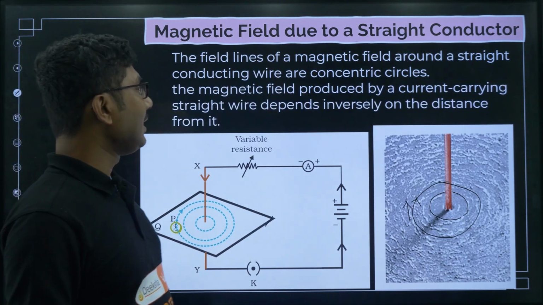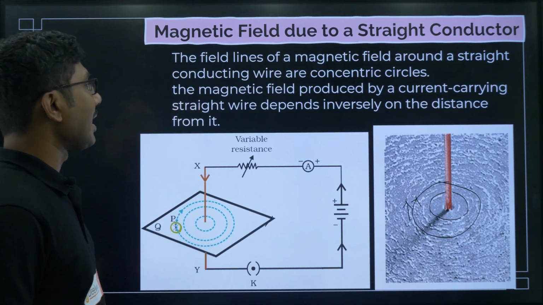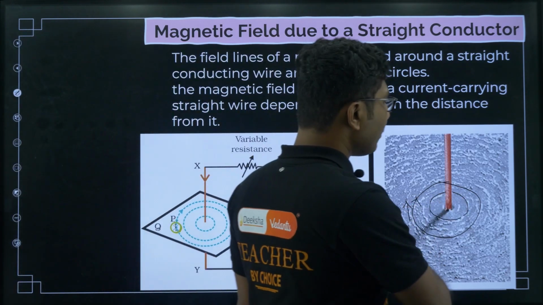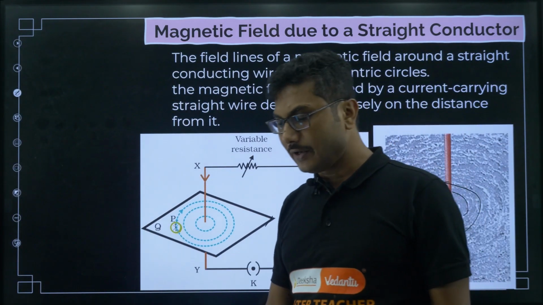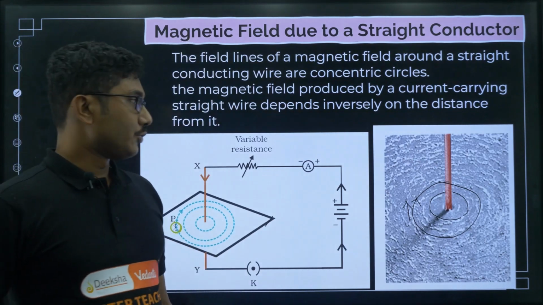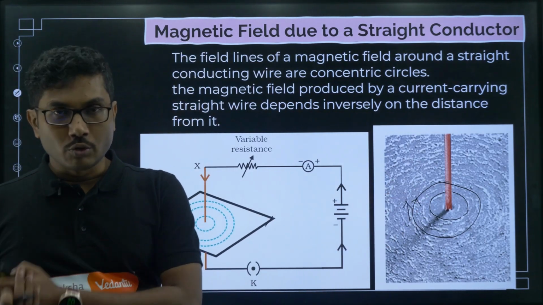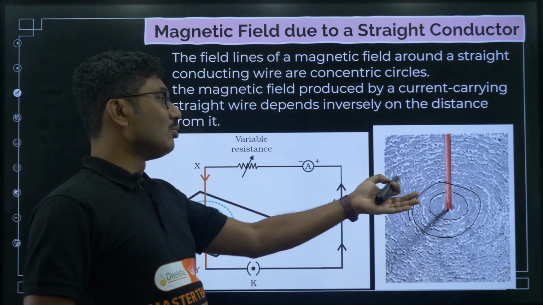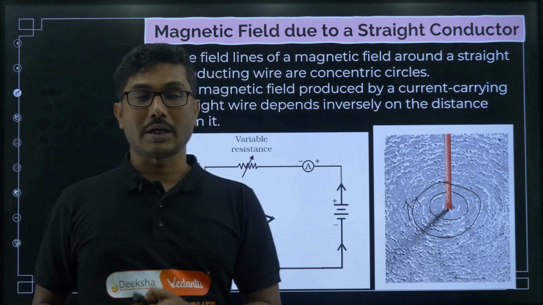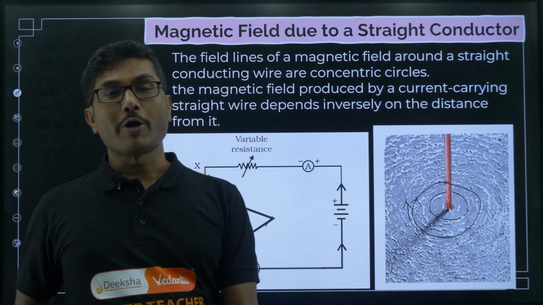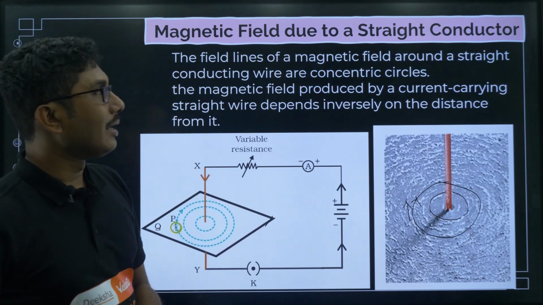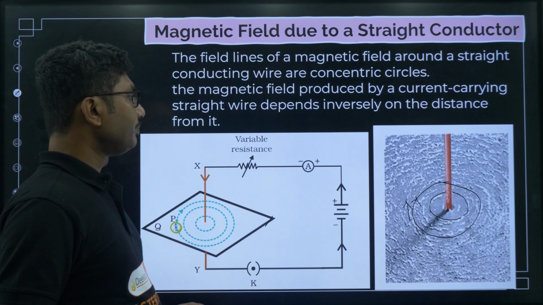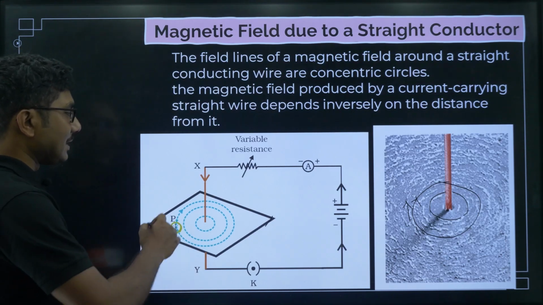The magnetic field produced by a current carrying straight wire depends inversely on the distance from it. So as you are moving away from it, the magnetic field gets weaker. So the magnetic field is very strong close to the current carrying conductor, and it becomes weaker as you move slowly away from the conductor. This is an important line, an important concept. Maybe an MCQ based on this line might come in your final exam. So you have to understand this, and these are basically concentric circles.